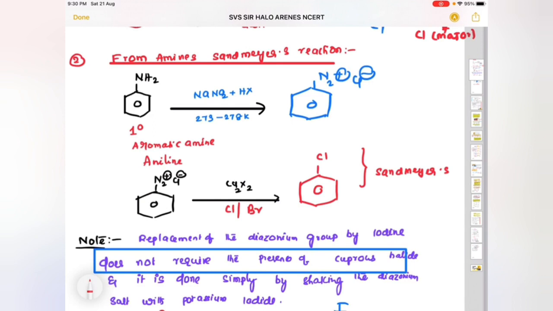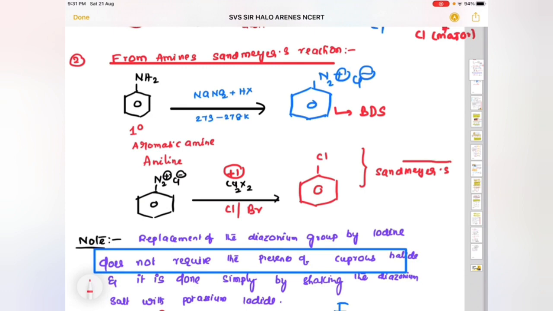This process we are calling diazotization. So this is called benzene diazonium salt. This benzene diazonium salt reacts with cuprous salts. Copper must be in +1 oxidation state. Either chlorine or bromine we can take. We are getting chlorobenzene or bromobenzene.